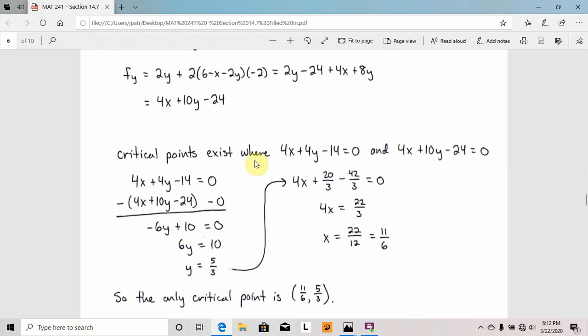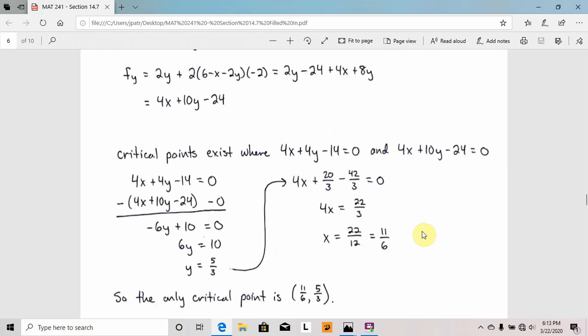And then I just subbed back into this one right here, and I rewrote 14 as 42 over 3 because I knew I was going to have to in order to solve this thing. So you end up with 4x equals 22/3, and then eventually x is 11/6 when you reduce it down. So the only critical point is 11/6 and then 5/3 for the two coordinates.